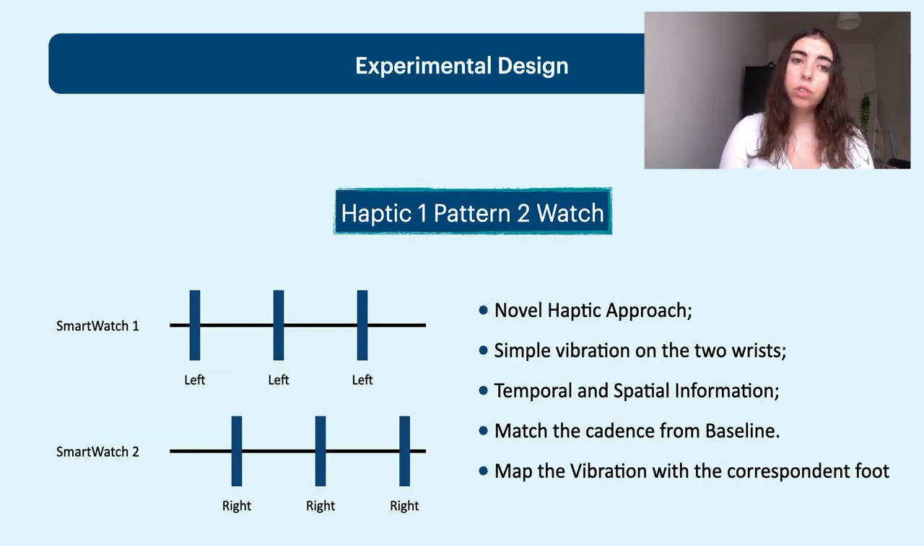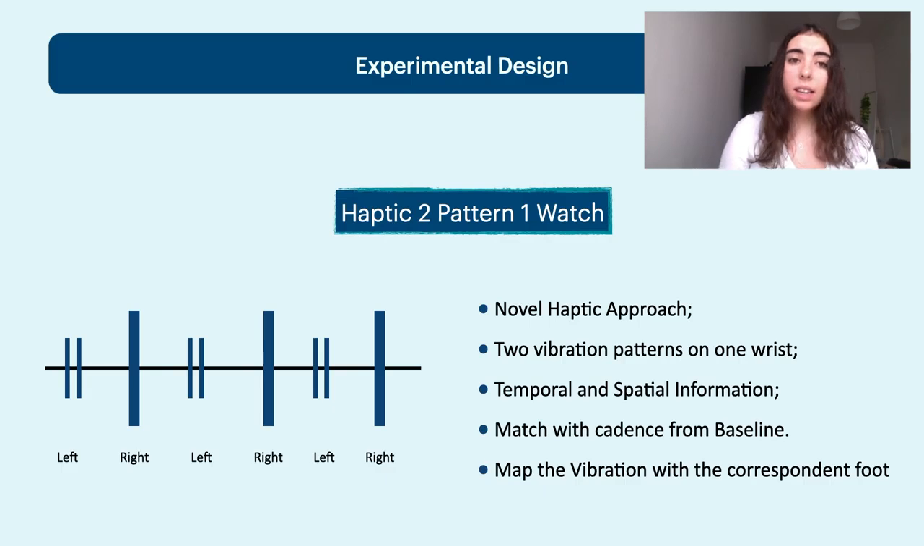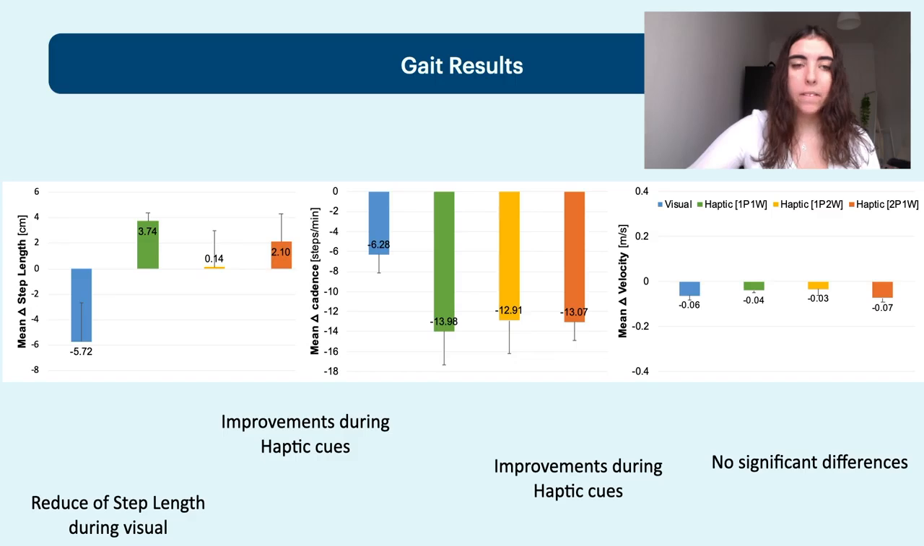A novel approach is haptic one pattern, two watches, represented by a simple vibration played alternately on the right and left wrist, indicating to the participant how to map the vibration to the corresponding foot. The last stimulus used was haptic two patterns, one watch, represented by two vibration patterns on one wrist, each vibration pattern being mapped to a foot.